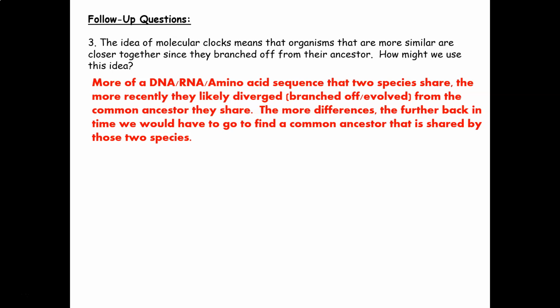The more differences that they have, the further back in time we have to go to find a common ancestor. As a result, that's why we put them further across a cladogram from each other. So the more sequences they have in common, the closer they are on that cladogram, which also means the more recently they have branched from that common ancestor. The more differences they have, the further apart on that cladogram they are from each other because we have to go further back in time to find the common ancestor that they share.